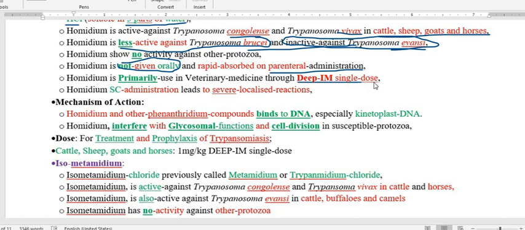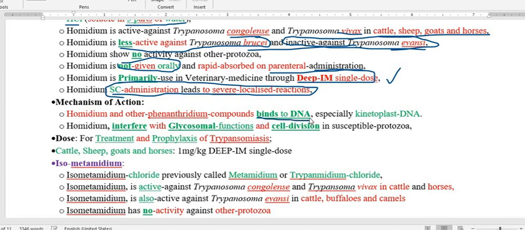Usually homidium is not given orally, like the earlier drugs from the two groups, which are also not administered orally. They come as parenteral preparations. Likewise, homidium is for parenteral administration, particularly deep intramuscular as a single dose. We can also use it subcutaneously, but subcutaneous administration may lead to severe localized reaction. So primarily we use homidium as a deep intramuscular single dose.